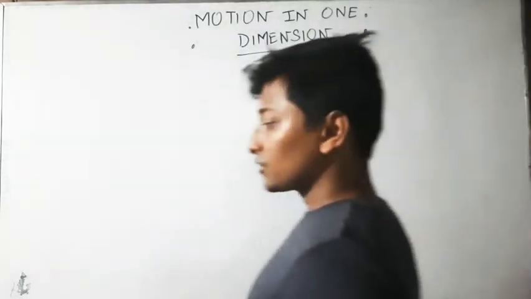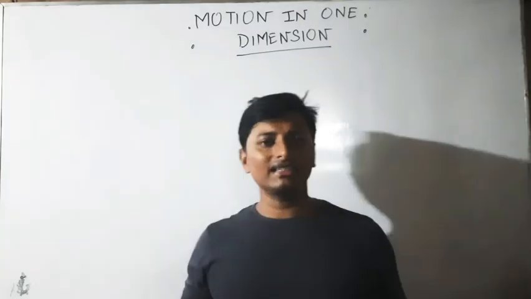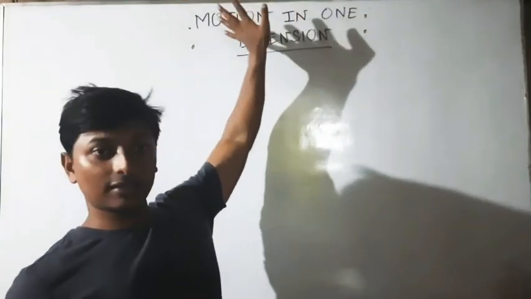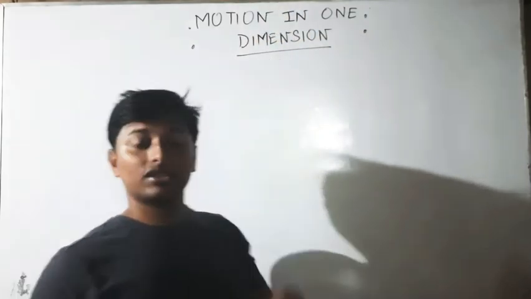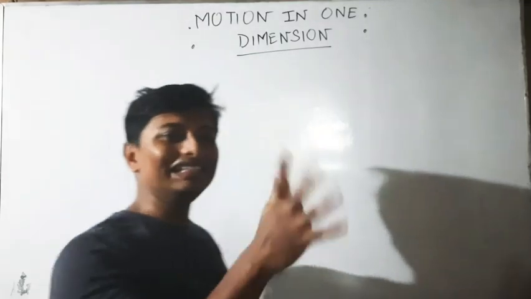Hi students. So in last class we studied about the different types of speed and the different types of velocity. And in today's class we will study about the motion in one dimension. Here we will be studying today about the graphical representation in linear motion.